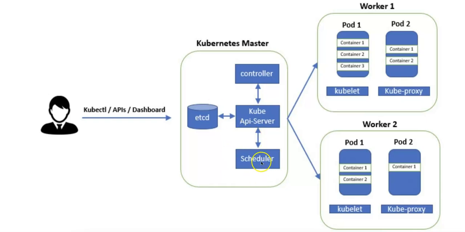And then the scheduler looks at the available worker nodes and selects one based on resource availability and scheduling rules. For instance, it might decide that worker 1 has enough CPU and memory to run the new pod. The controller checks that the desired state, for example, 3 pods running, matches the actual state. And if not, it instructs the system to create or terminate pods as needed.